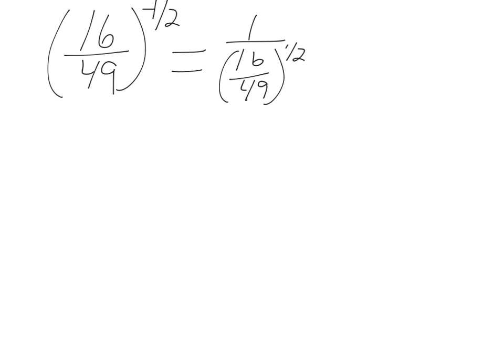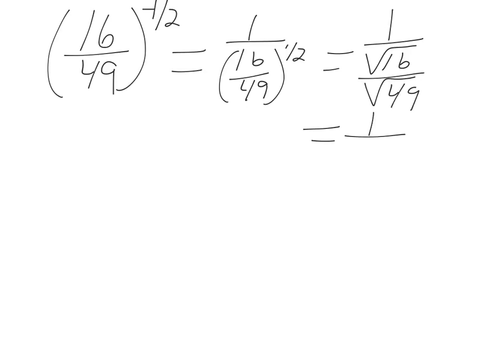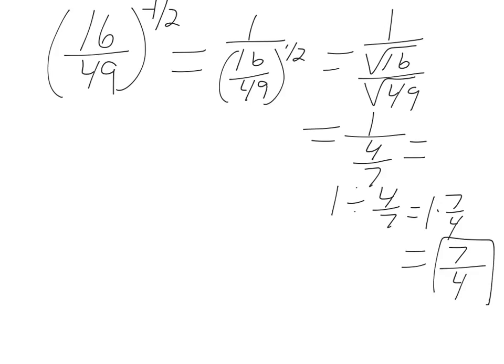Then we'd have the square root of 16 and the square root of 49. So we have 1 over 4/7, and that says 1 divided by 4/7, which is the same thing as 1 times, or we change it to multiplication and flip the second one, same change, flip, you probably remember that, 7/4. So then I'd get 7/4 as my answer.